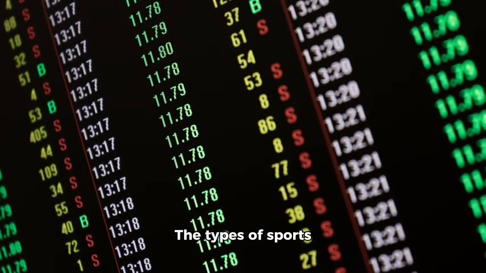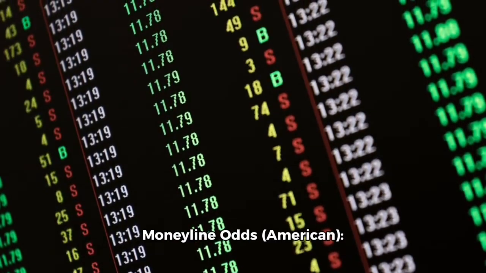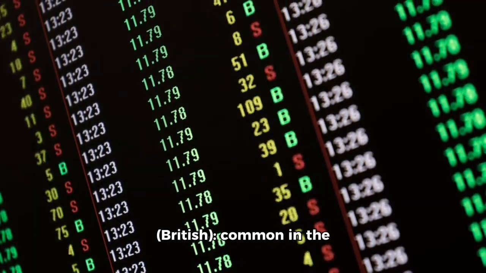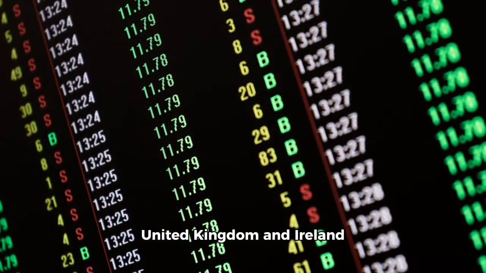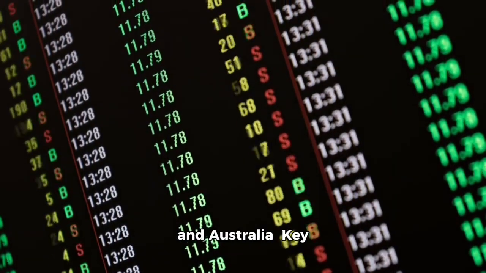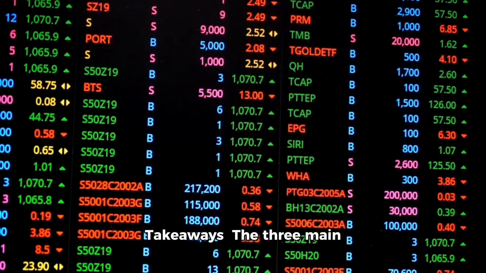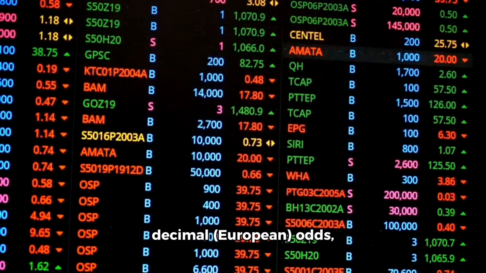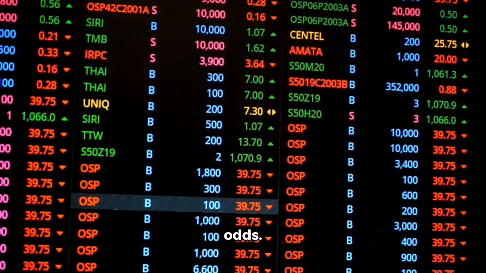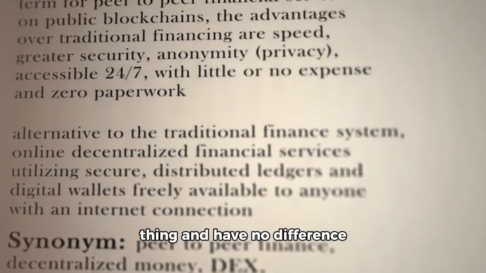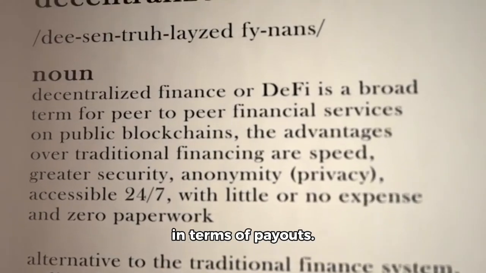The types of sports betting odds include moneyline odds (American), widely used in the United States; fractional odds (British), common in the United Kingdom and Ireland; and decimal odds (European), popular in Europe, Canada, and Australia. Key takeaways: the three main types of betting odds are fractional British odds, decimal European odds, and moneyline American odds. These formats are alternate ways of presenting the same thing and have no difference in terms of payouts.